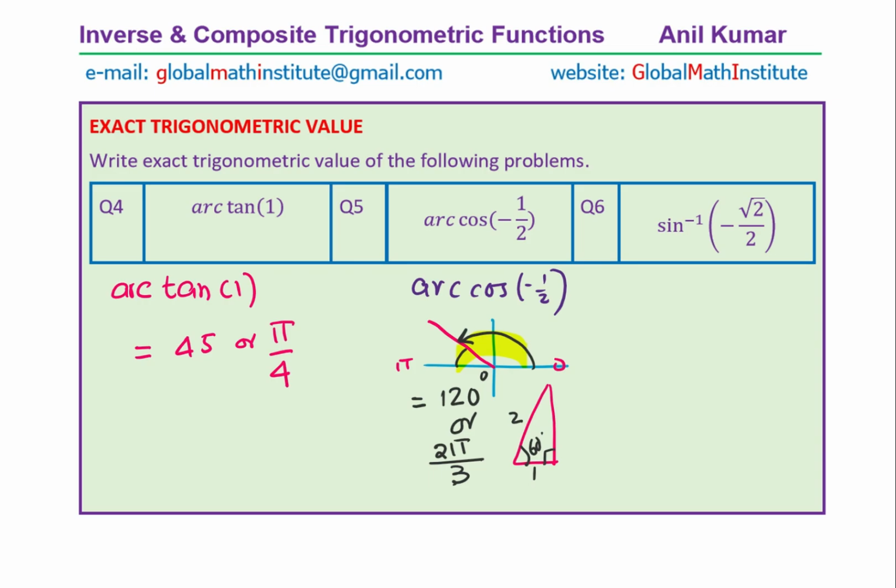So that is the solution for this particular question. So I hope you are getting it right. So for cosine, we are looking into 0 to pi.